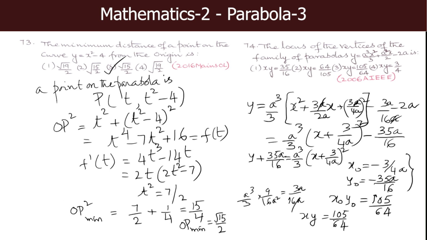We'll be knowing this, of course, in the next chapter, future discussions on conics. xy equal to 105 by 64. So that is, of course, the rectangular hyperbola, which is the locus containing all the vertices of distinct parabolas given by the equation, for different parametric values of a. Okay, that is 74. Next, 75.